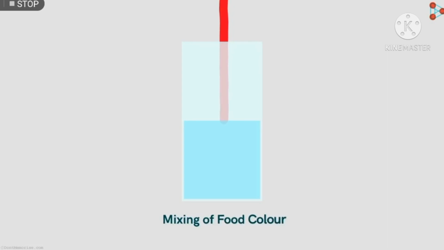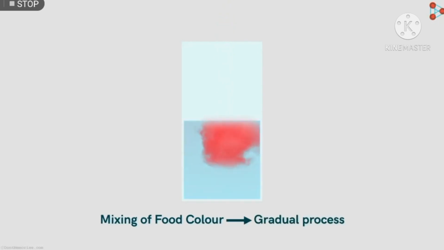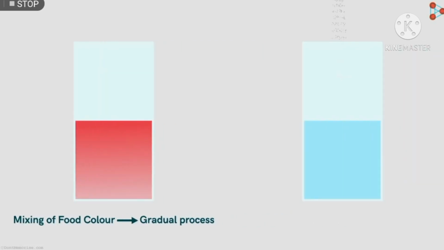Have you seen a food color mix in a glass of water? Does it mix completely the moment you put it in the water? No, it's a gradual process. And if you observe closely, you can see it slowly spreads in the water. Similarly, if you take salt crystals and put them in water, you might also notice that the crystal becomes smaller with time. We usually say that the salt is dissolving in the water. But what happens at a molecular level?